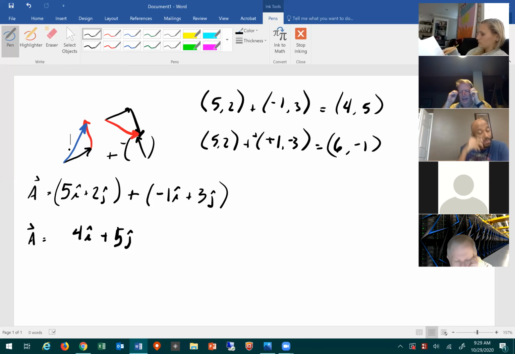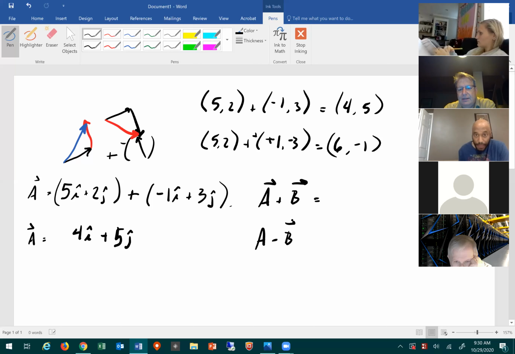Exactly. So you just have to think that adding vectors is easy. Subtracting vectors is adding the negative of the other vector. You could simplify that by saying A vector plus B vector equals some other vector. That's easy to do. A minus B is really A plus the negative of B. And that just reverses it, changes the positive to negative. That's it.